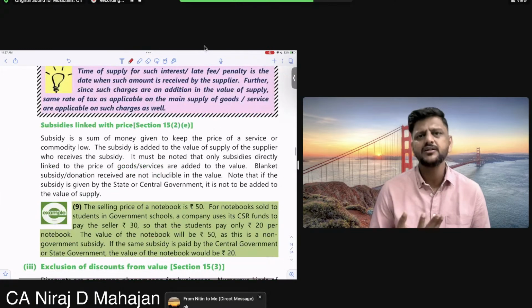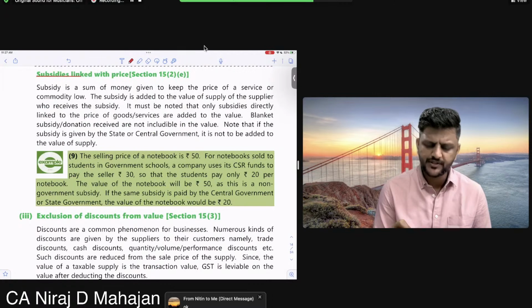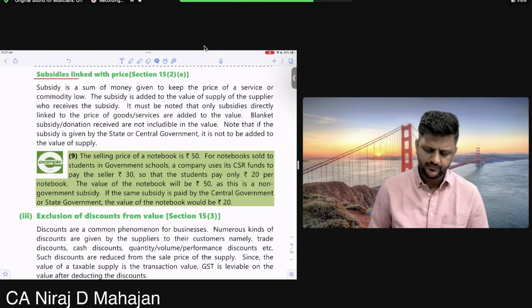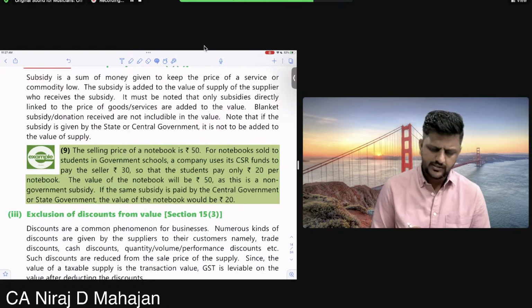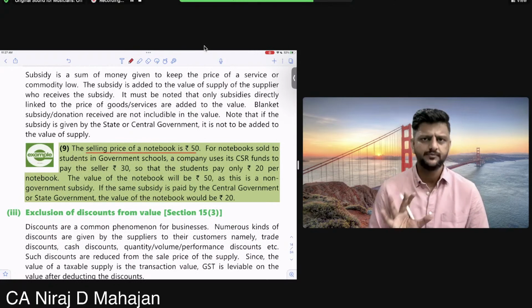Subsidies, we have covered just now. I discussed this sometime back. If the subsidy is from government, then we don't add it in the value of supply, otherwise we add. Let us quickly check the example. The selling price of a notebook is 50 rupees, the arm's length price.